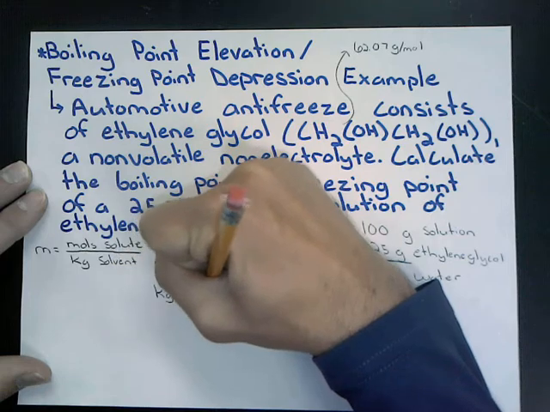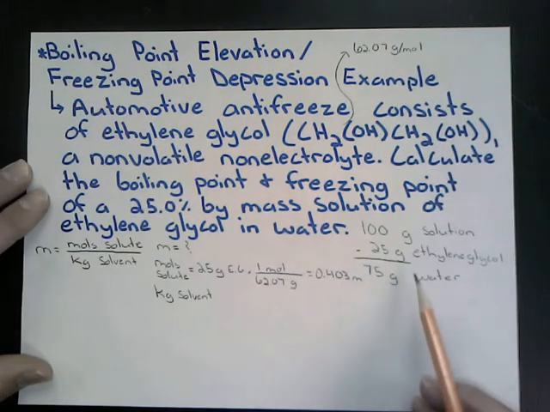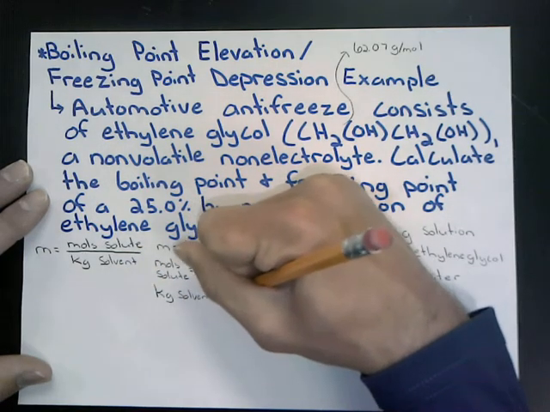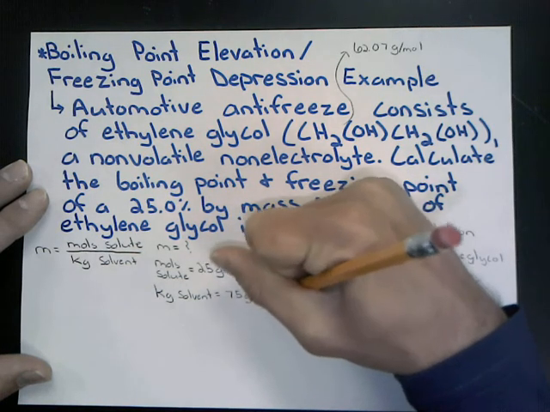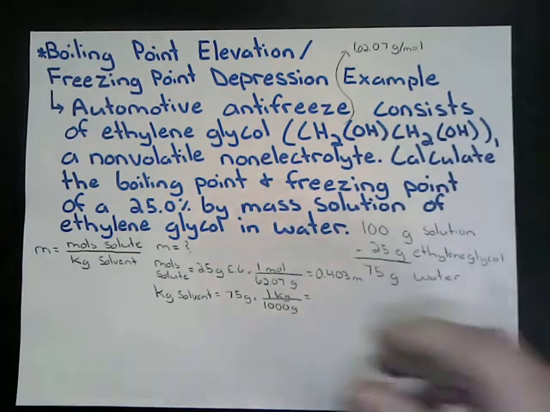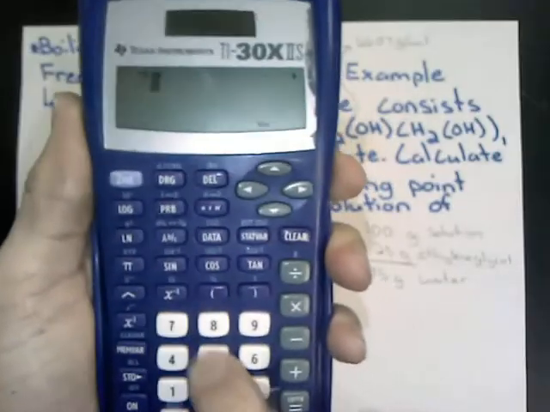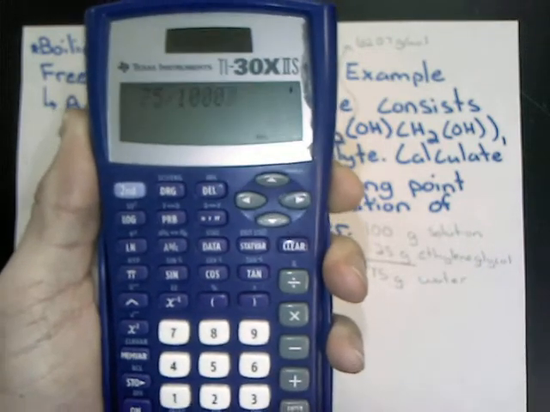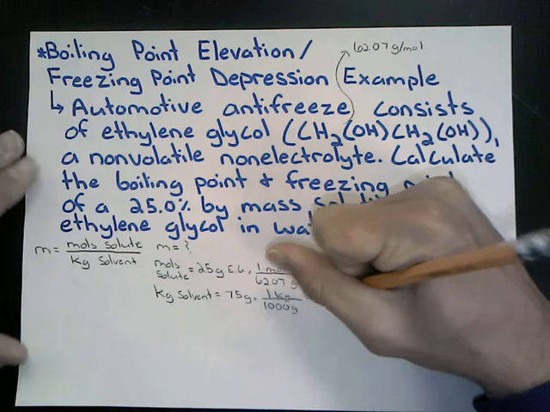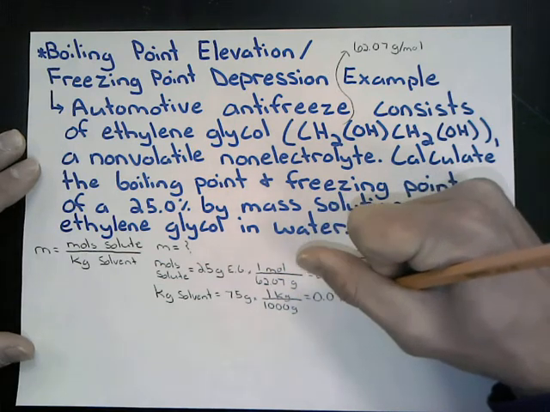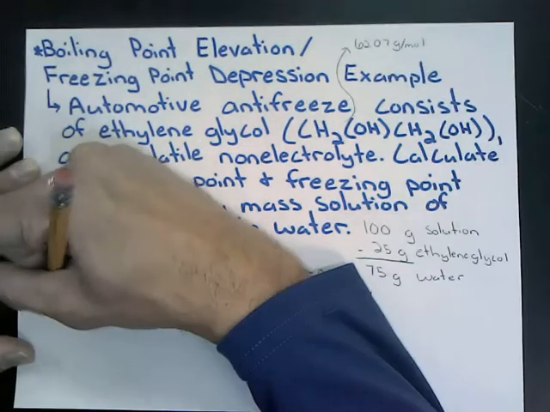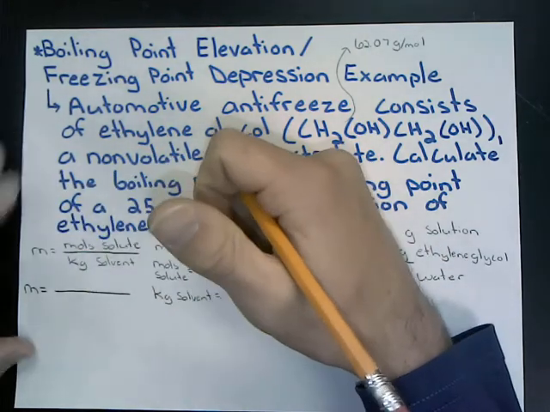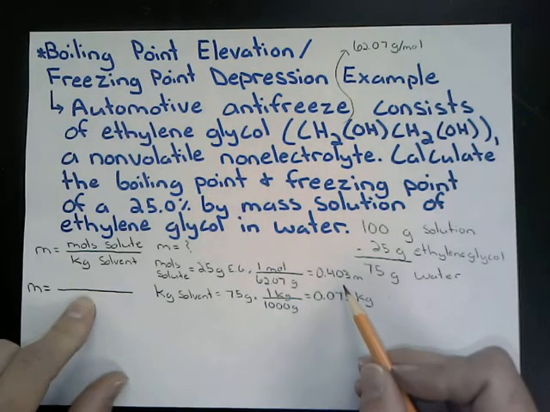Once again, we just went through that process to find that we have 75 grams of water. Well, that's not in kilograms. So remember, all we need to do to go from grams to kilograms is divide by 1,000. So when we take 75 and divide it by 1,000, we press enter, and we get 0.075 kilograms. So now all we need to do is plug this into our example here. Our molality is going to be equal to our number of moles.